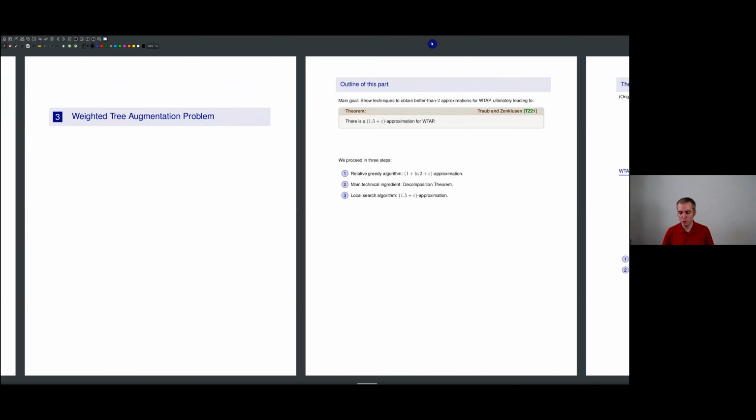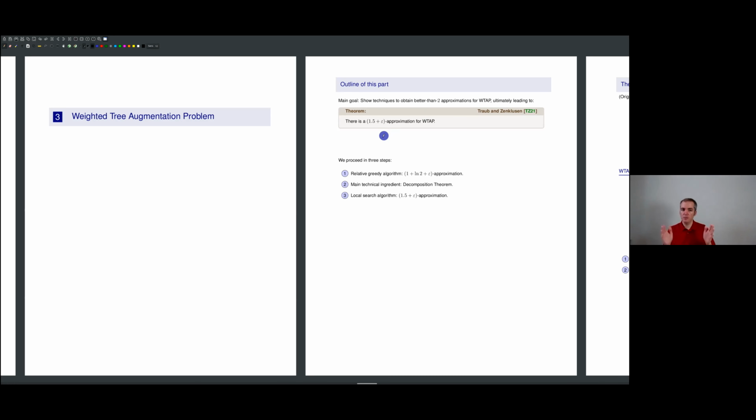This has been open for a couple of decades, and only this year we found the first approaches that achieve a better than two approximation, and actually two of them. The second one will be a 1.5 plus epsilon approximation. And even though it's the same factor as what you have seen for the unweighted version, it's a completely different approach. It's not LP based, it's combinatorial, and it uses a local search approach.